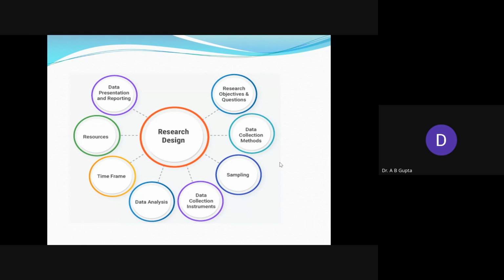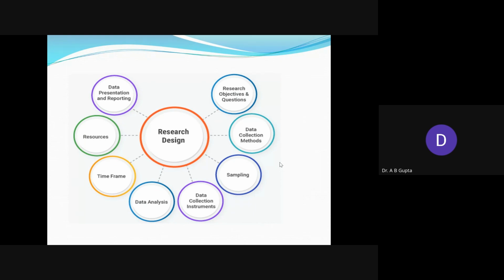There are various methods of collecting the data. So which method you will be using for analyzing the data. How much time you will take to complete your research, maybe 1 year, or at PhD level 3 year, 4 year. In this much time I will be able to complete the literature review. In this much time I will be able to collect the data. So the time frame you are having in your mind, which resources you will be using, how will you be preparing, making the presentation of the data, how you will be writing the report.